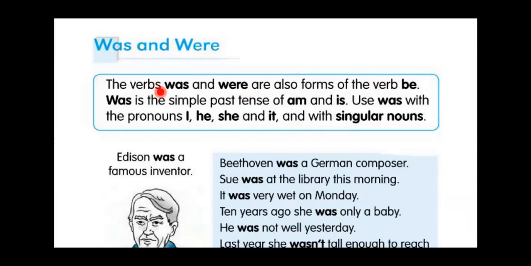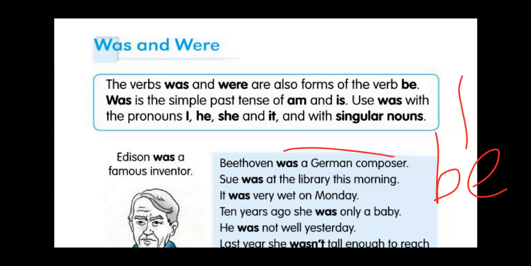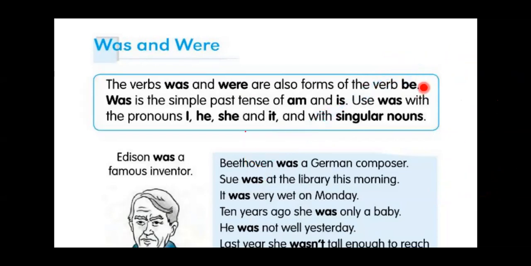The verbs was and were are also forms of the verb be. So there is a verb called be, B-E. Be is a verb. There are so many forms of be, like is, am, are, was, have, has. So all these belong to which verb? Be verb.